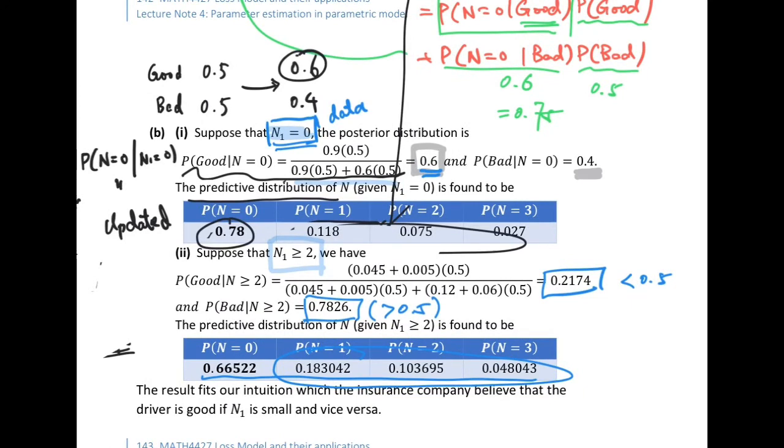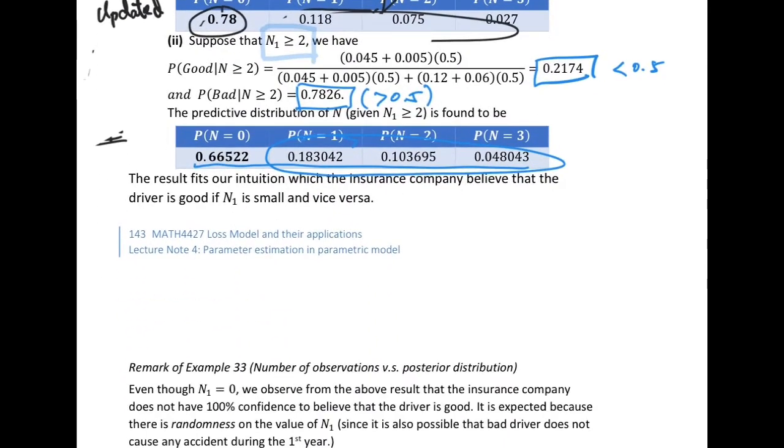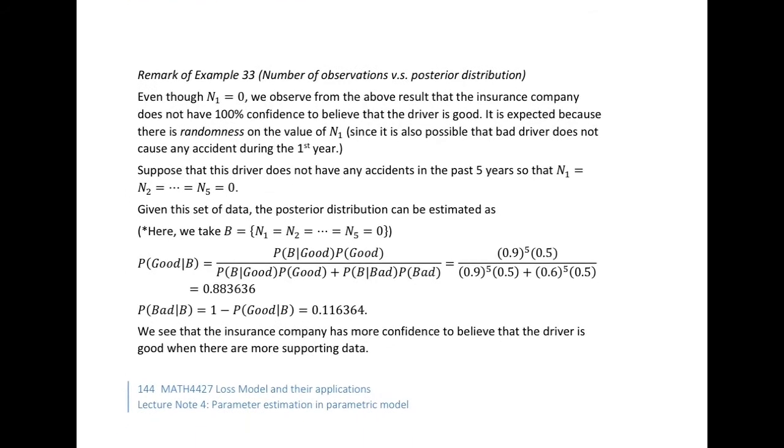Of course, another possible reason is that we only have one data point, and definitely this data may not be strong enough to convince the insurance company that you are a good driver. Then of course some people may say, let's say you have more data to support this, then the insurance company will change their mind and have more trust in the quality of the driver, meaning that it believes that the driver is good.